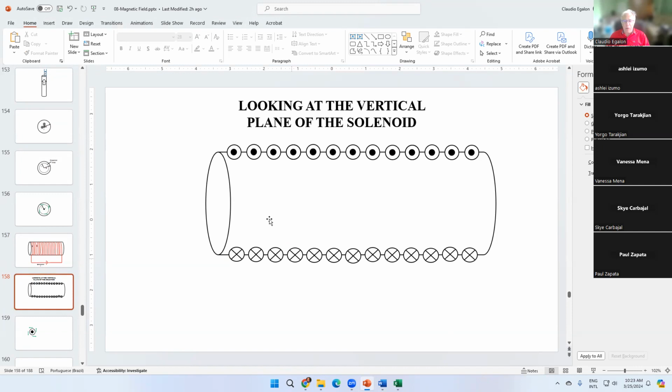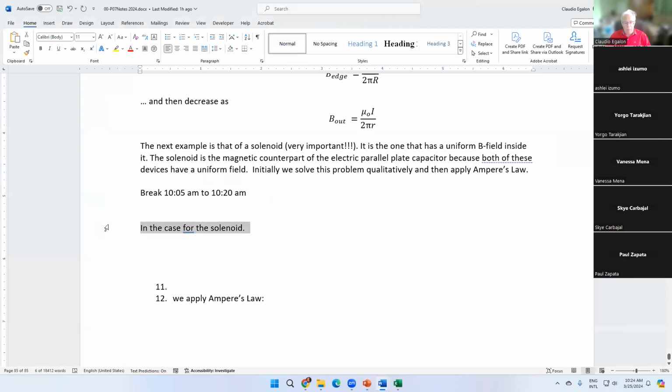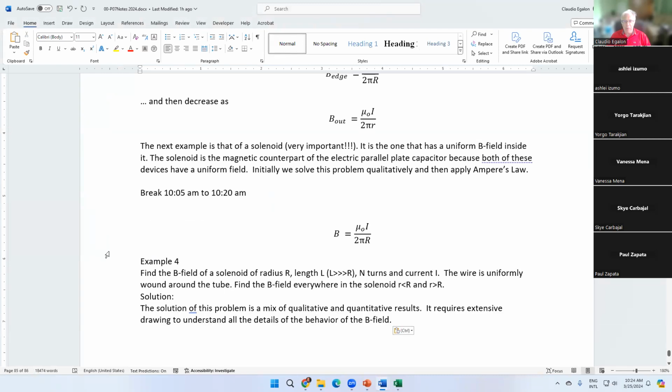Okay, and then the next thing we do is to look at each of these wires one by one. So that's what we have right now. I'm gonna document all this step by step here that you need to know. Okay, so here we go. Solenoid. Example, find the B field of a solenoid of radius R and length L. We are assuming that the solenoid is very long compared to the radius. L is much greater than R.